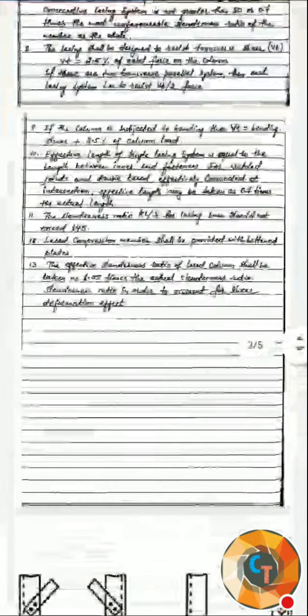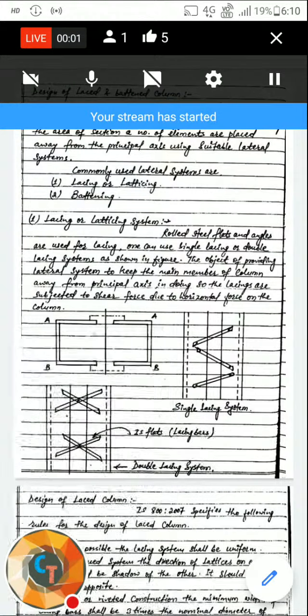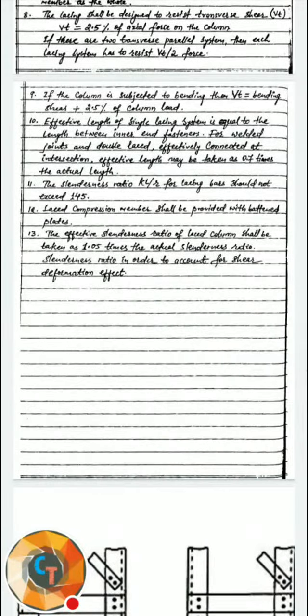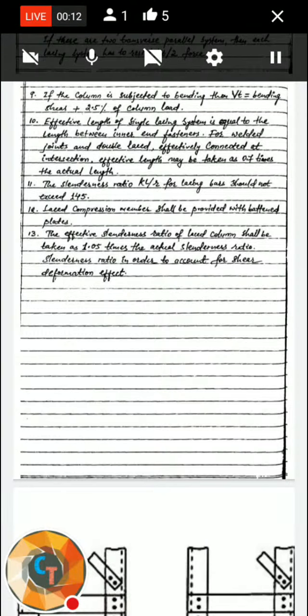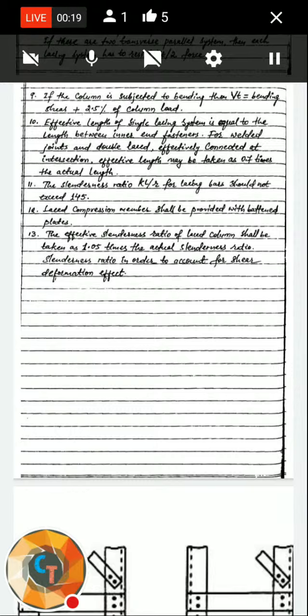Is it clear? Is it clear now? Two members are joined. Four members.